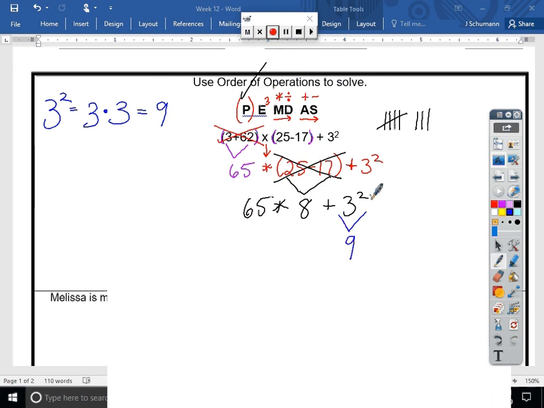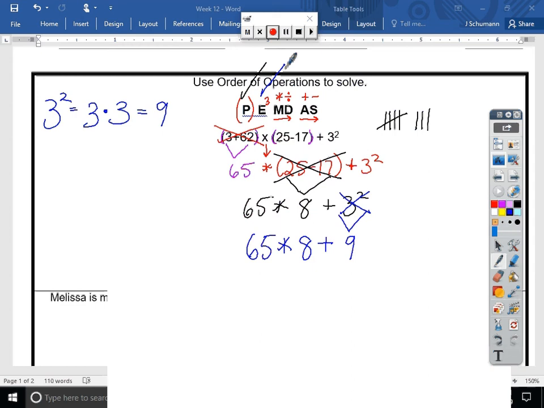We'll cross off the 3 to the second power that we've used up and bring everything else down. We still have an addition right in front of that. We still have an 8 right in front of that. We still have multiplication right in front of the 8. And we still have 65 in front of all of those. We're ready to look for the next step. Are there any more exponents? There are not. So I'll check that off.